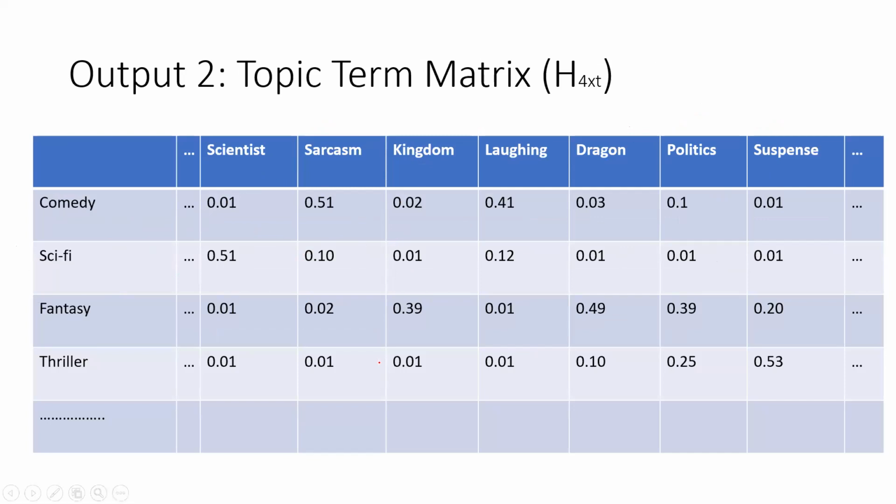And now obviously, let's say that 51% sarcasm is there, laughing is 41%. So we want to give some number to it, right? And sarcasm and laughing means topic 1 can be comedy. Similarly, topic 2 has scientist and laughing, so maybe this kind of thing can be sci-fi. So all those names have been written in front of you: comedy, sci-fi, fantasy, and thriller.